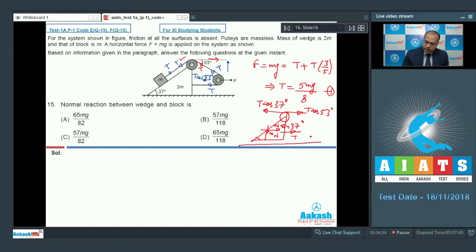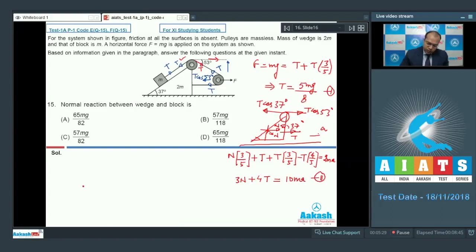With respect to the inertial frame, if this wedge is moving in this direction with acceleration a and the mass of the wedge is 2m, then we can apply F equal to ma. Then I can write N sin 37 degree, that is 3 by 5, plus T cos 53 degree, that is T into 3 by 5, minus T cos 37 degree, that is T into 4 by 5, equal to mass 2m into acceleration a. If I solve this equation, we get 3N plus 4T is equal to 10ma. This is my equation 2.